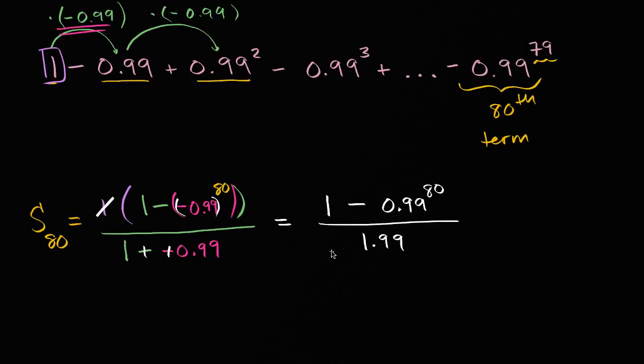We could attempt to simplify it more, but if we had a calculator, we could actually find this exact value, or close value, actually. Most calculators don't give you the exact value when you take something to the 80th power. But this is what that sum is going to be. Let's do one more of these.